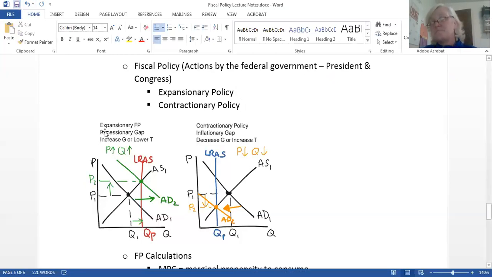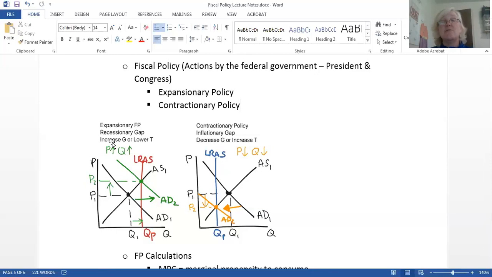Okay. Here, you can see the expansionary fiscal policy and the contractionary fiscal policy. You use expansionary fiscal policy when you see a recessionary gap. So recessionary gaps require expansionary policy. We're underproducing, so we need to expand. The way that Congress and the president can do that is either by increasing G, going out and spending more, or lowering our taxes so that I can spend more.